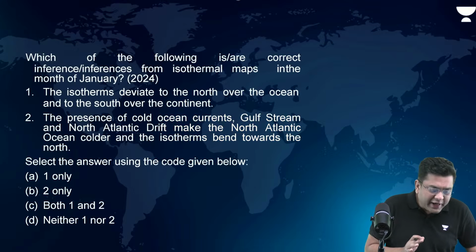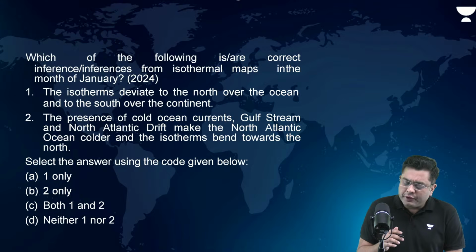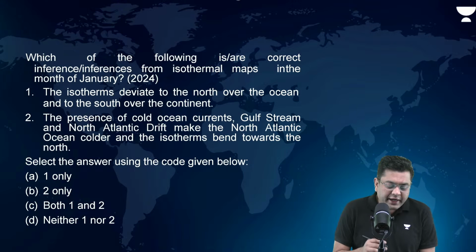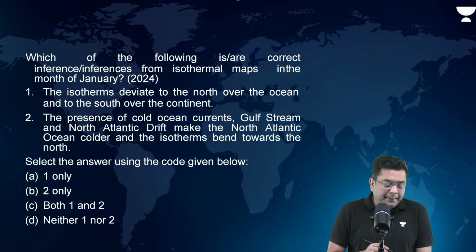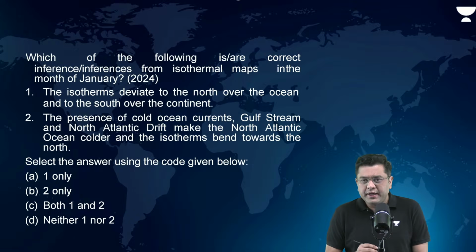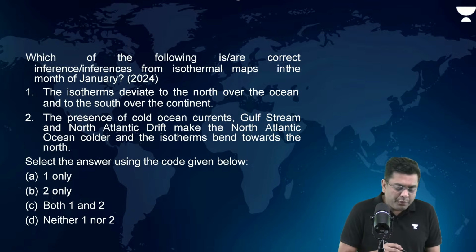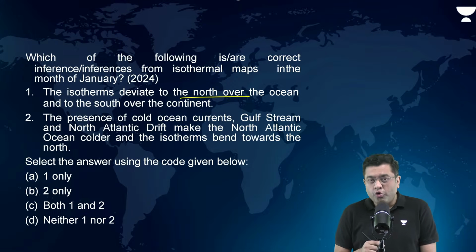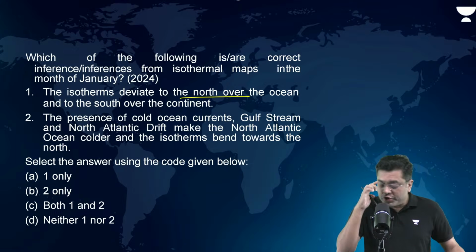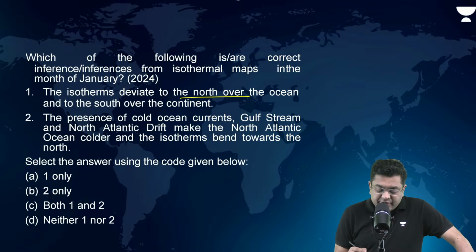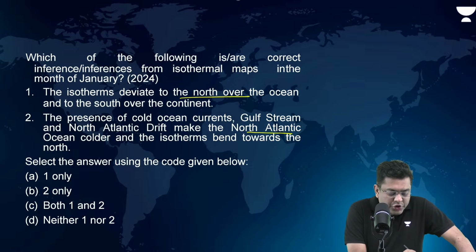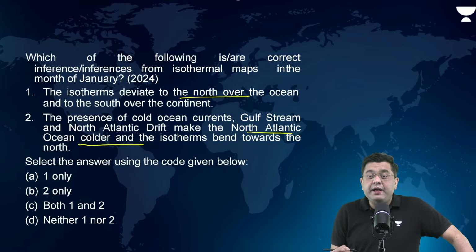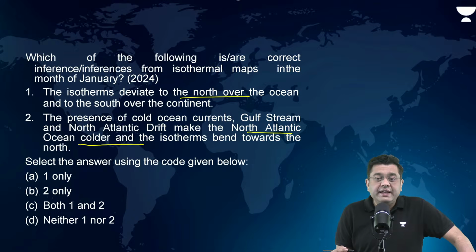So, take a look at the PYQ. Which of the following is or are the correct inference or inferences from isothermal maps in the month of January? This was a question asked in 2024. First, the isotherms deviate to the north over the ocean and to the south over the continent. Second, the presence of cold ocean currents, Gulf Stream, North Atlantic drift, etc., makes the North Atlantic Ocean colder and the isotherms bend towards the north. You have to select the correct answer. Which is going to be the correct answer?